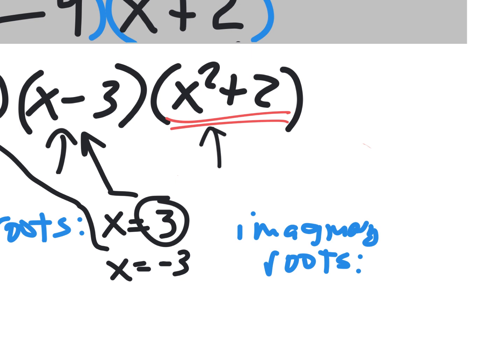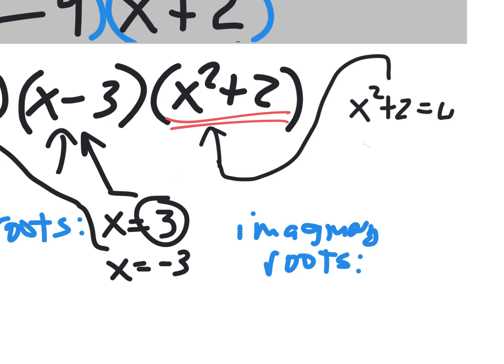So what's the secret? You do this: x squared plus 2 equals 0, and you solve it. This goes back to a previous test, which was on complex numbers. You're going to have i in your answer.